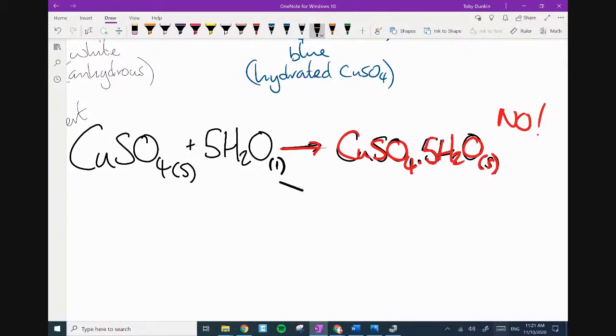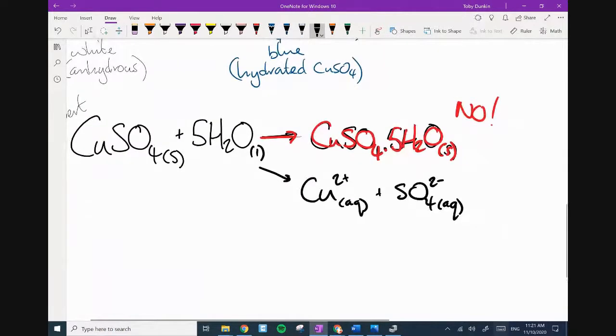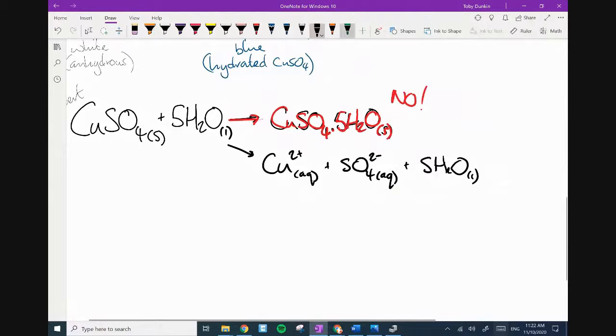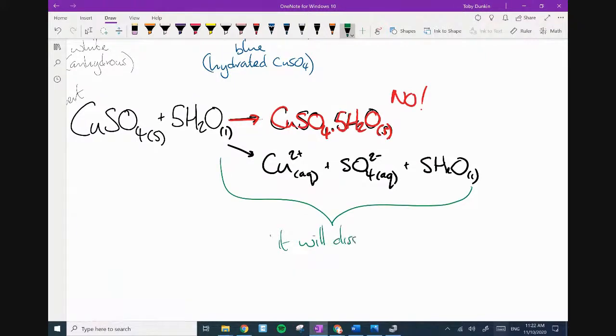What will happen is that I am simply going to form Cu2+ aqueous plus SO4 2- aqueous and 5 waters. What it's going to do is simply dissolve. That's all it's going to do. It's going to follow this path. It will dissolve to form a solution.